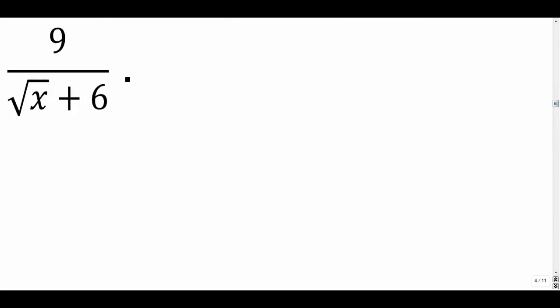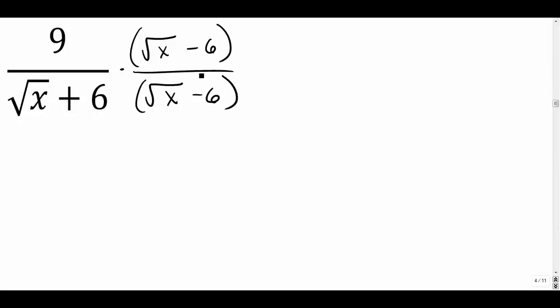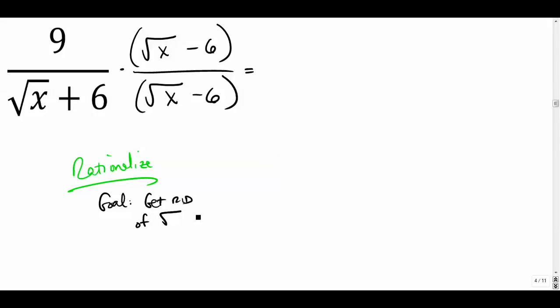We have more rationalization to do. We're going to multiply this time not by radical x and not by radical x plus 6, but by radical x minus 6. And this is how we rationalize with binomial denominators. You multiply top and bottom by the opposite of that. And our goal is to get rid of the radical in the denominator. That's your goal. So let's see if this works.